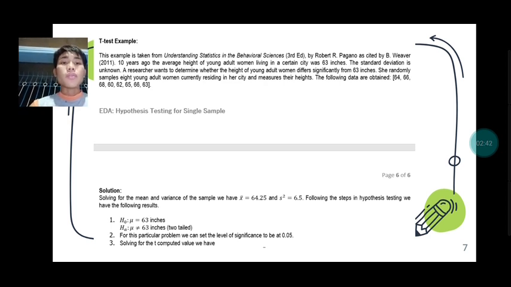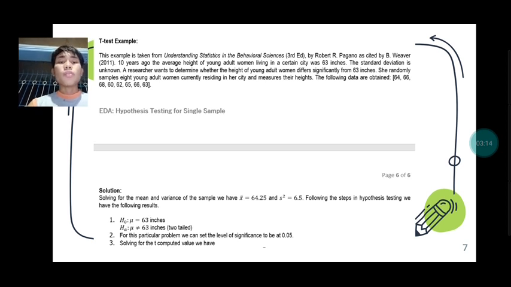So here we have the solution. Solving for the mean and variance of the sample, we have a mean of 64.25 and a variance s² equal to 6.5. Following the steps in hypothesis testing, first, the null hypothesis is that the mean equals 63 inches, and the alternative hypothesis is that it is not equal to 63 inches, two-tailed. For this particular problem, we can set the level of significance at 0.05.